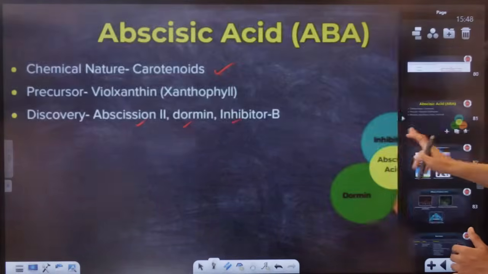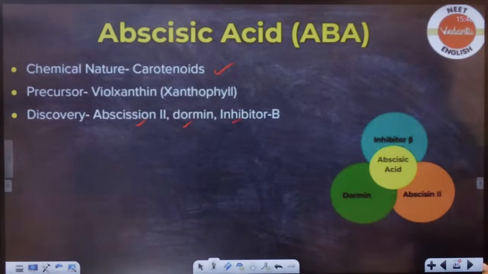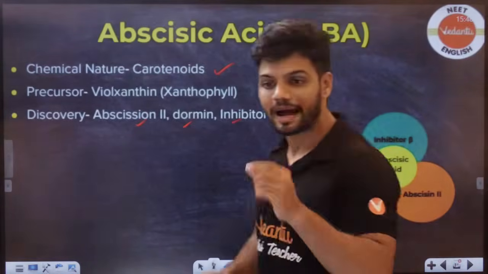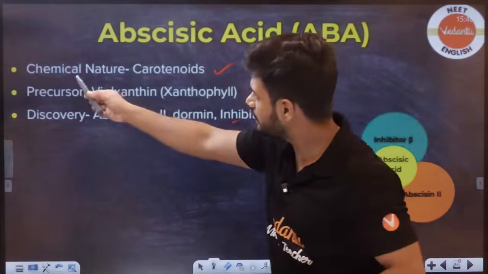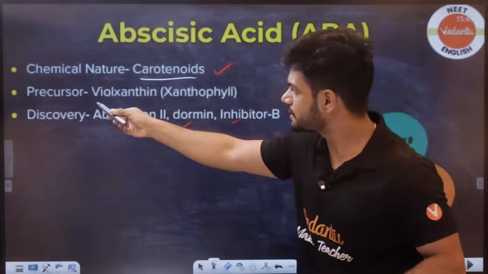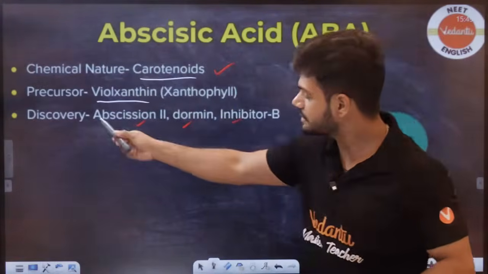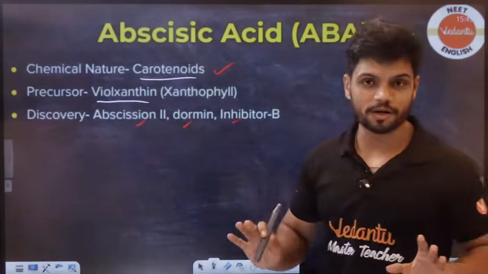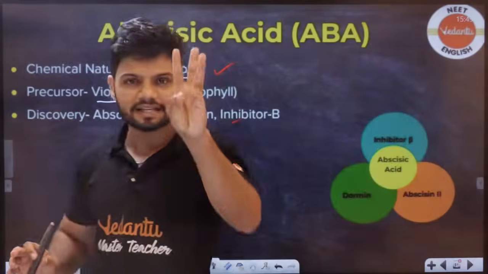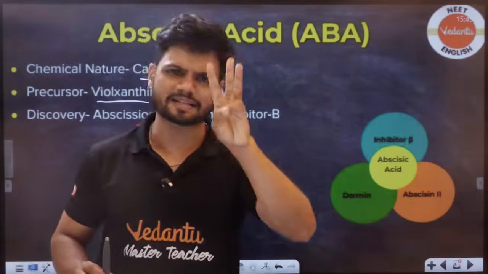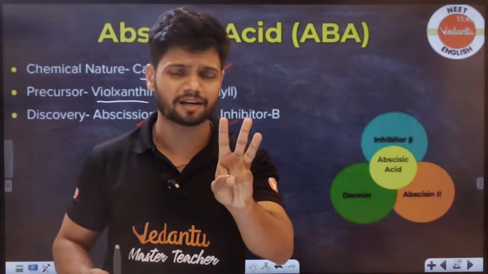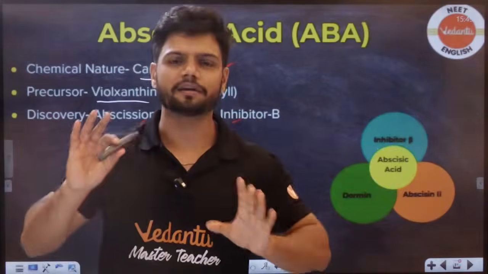Now what about abscisic acid, students? ABA. ABA is also called abscisic acid. Okay. Chemical nature is carotenoids. Precursor is violaxanthin. Right. Discovery is very important because in discovery there were 3 scientists, students. There were 3 scientists there. These three scientists were working independently.